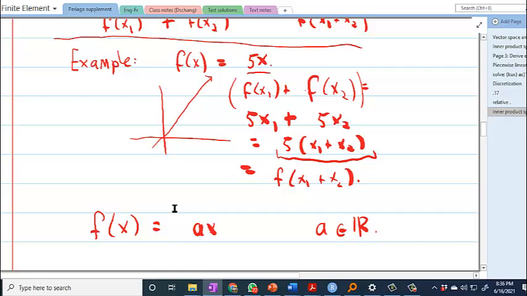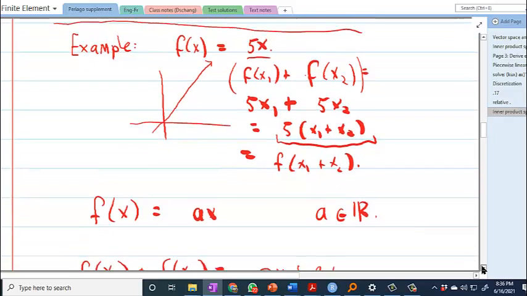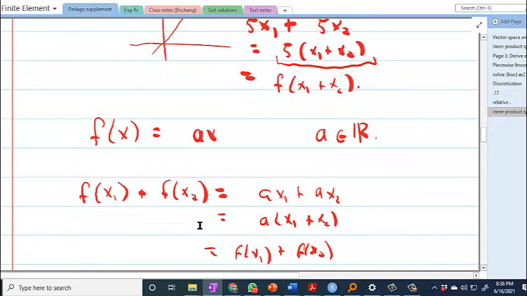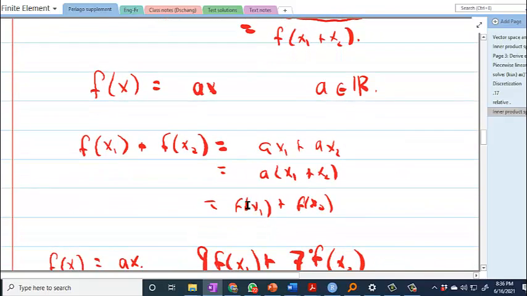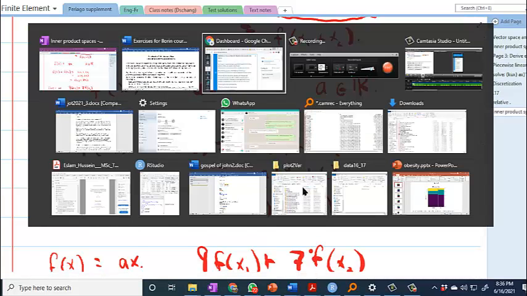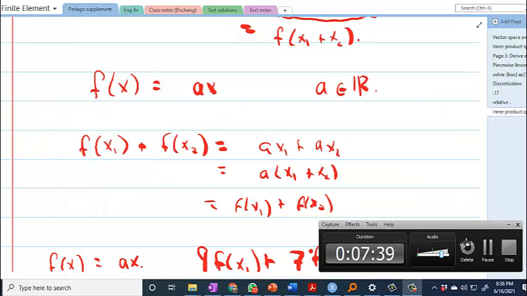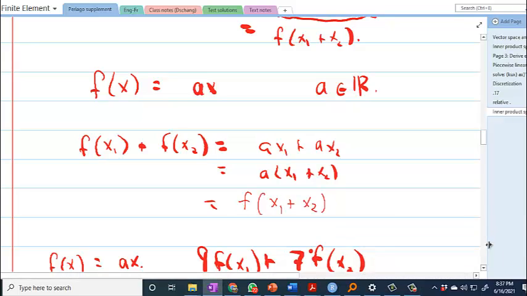Similarly, we found that if we take f of x equals ax, where we don't just use 5, we use any constant a, we still get this same relationship: f of x1 plus f of x2 equals f of x1 plus x2. I'm sorry, this was a mistake. Okay, I fixed the mistake now.